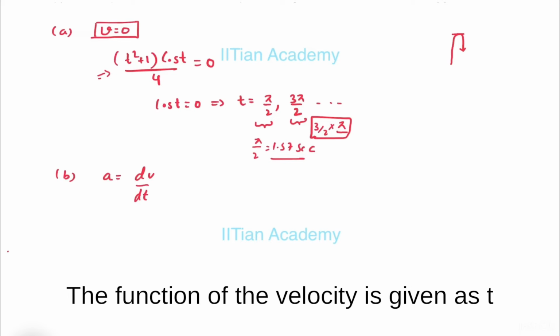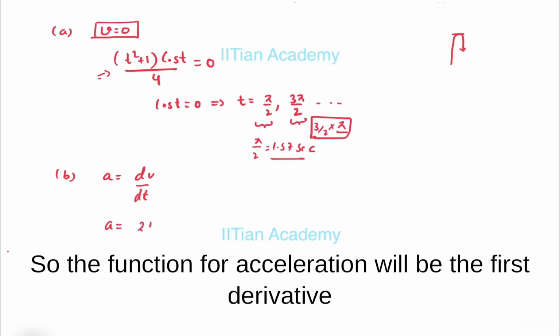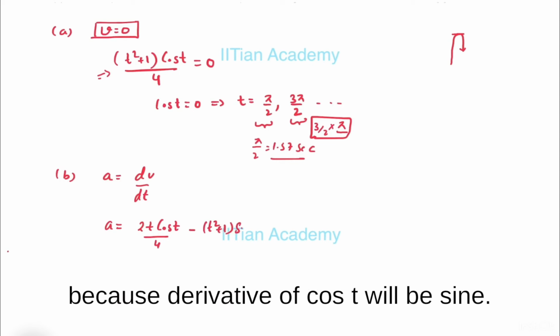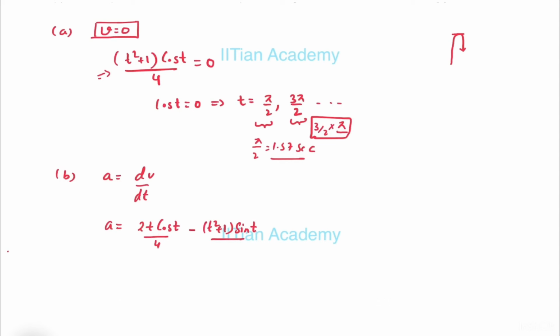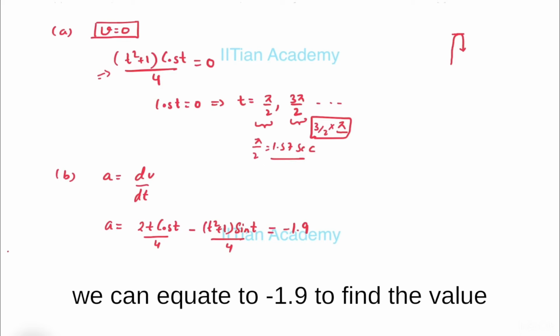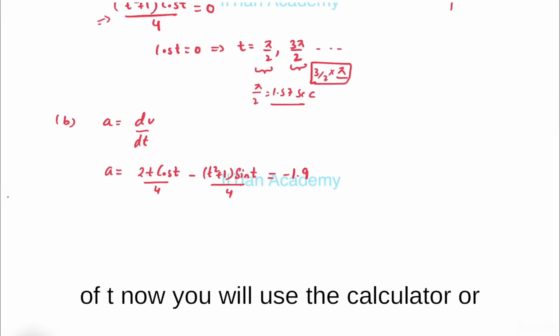The function of the velocity is given as (t square plus 1) into cos t by 4. So the function for acceleration will be the first derivative, that is 2t into cos t by 4 minus, because the derivative of cos t will be sine, (t square plus 1) into sin t divided by 4, and we can equate it to minus 1.9 to find the value of t.